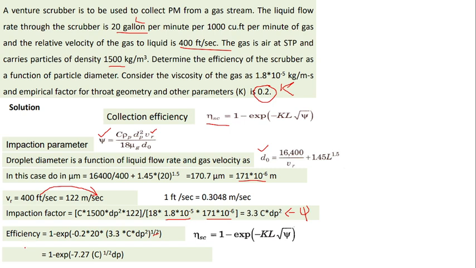So the final answer is, this is the efficiency of the scrubber. Eta is equal to 1 minus exponential of minus 7.27 C power 0.5 into dP. The question is to determine the efficiency of the scrubber as a function of particle diameter. Function of particle diameter is nothing but dP. So now we have obtained the equation of efficiency in terms of dP. Okay.